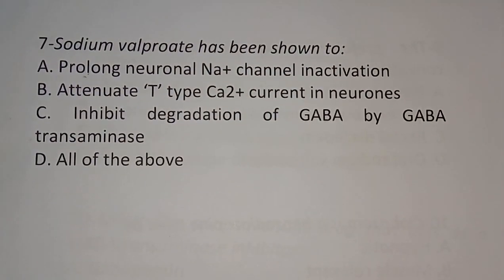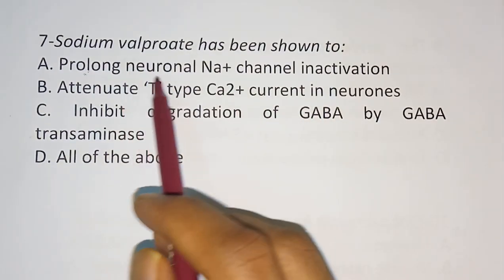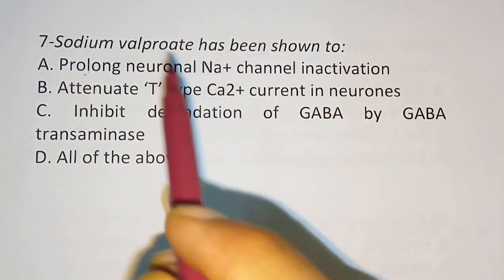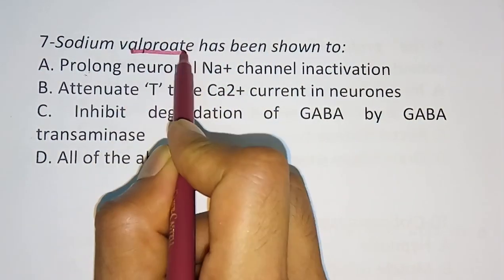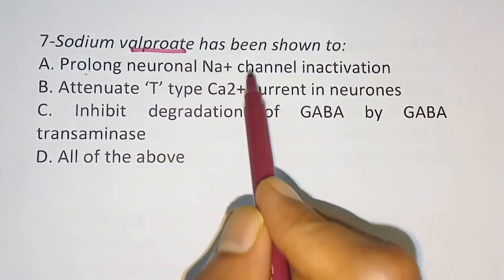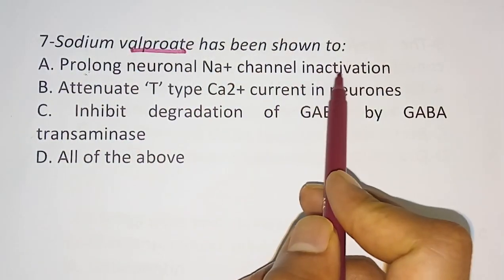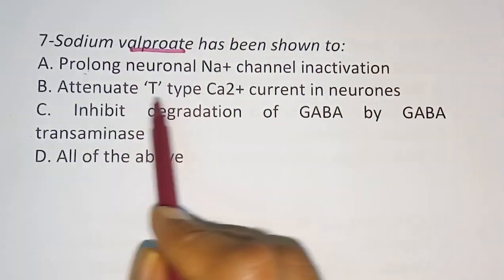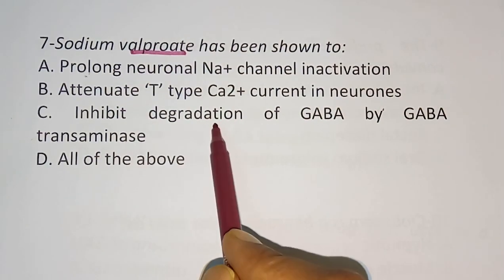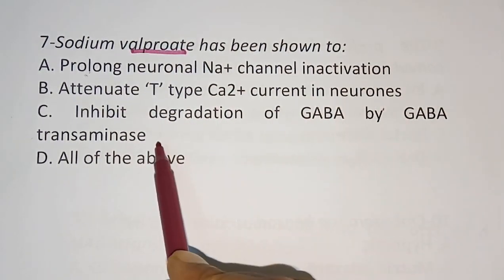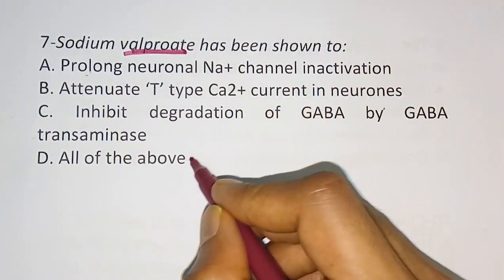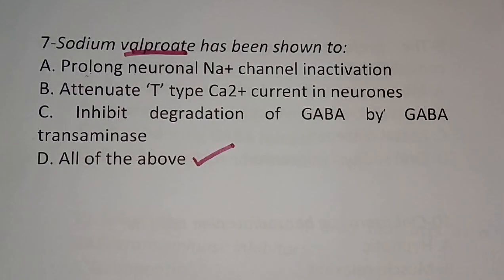Sodium valproate has been shown to cause prolongation of neuronal sodium channel inactivation. The question is asking for the mechanism of action of valproate. We already studied this. It acts through 3 types of mechanism. One is sodium channel inactivation prolongation. Next, attenuation of T-type calcium current. The third option, inhibition of degradation of GABA by GABA transaminase. These are all valproate mechanisms. The correct answer is option D, all of the above.